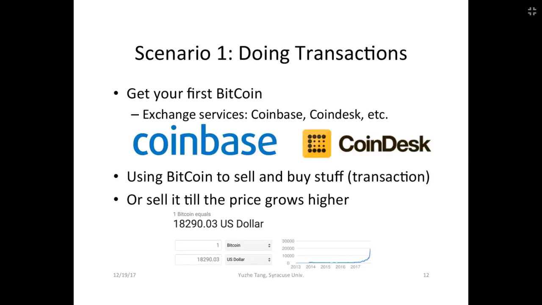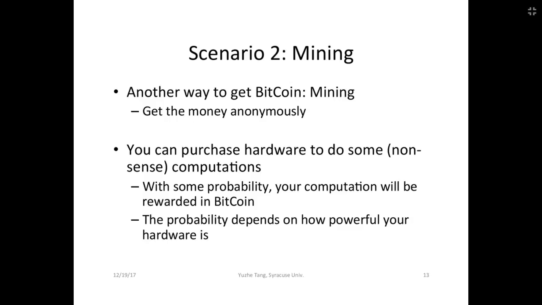And if you zoom into the slides, you can see there is a sort of a trend. The price grows exponentially in the second half of 2017. Okay, and this basically says this is a good opportunity for investment. Okay. So this is one way you can get your first Bitcoin, which is through external currency exchange services like Coinbase.